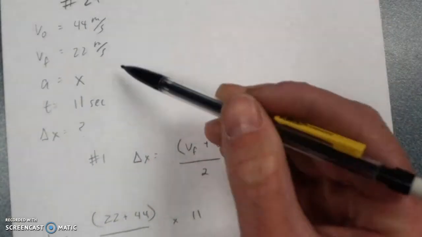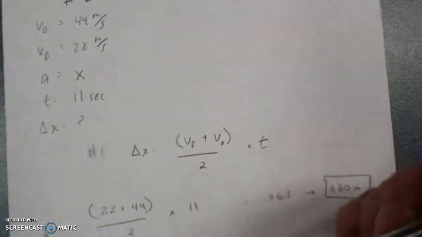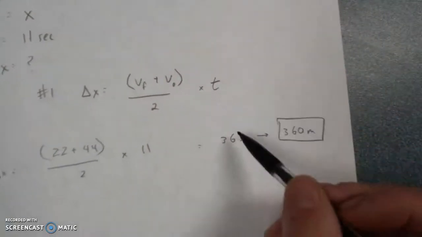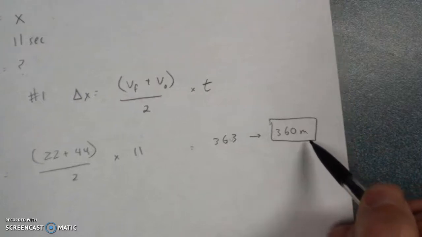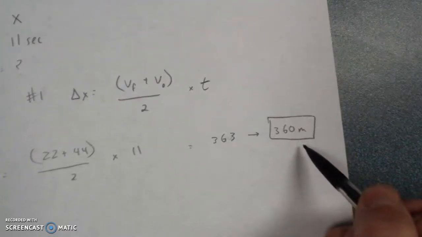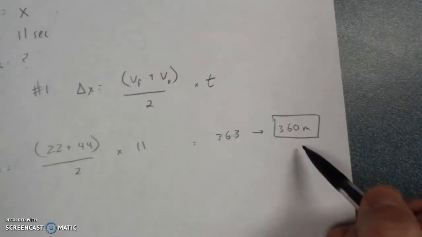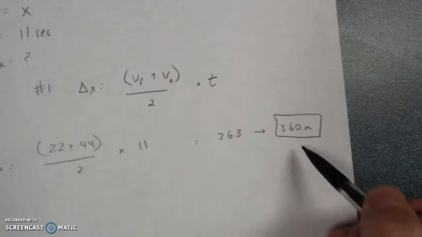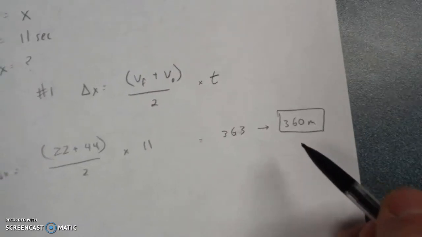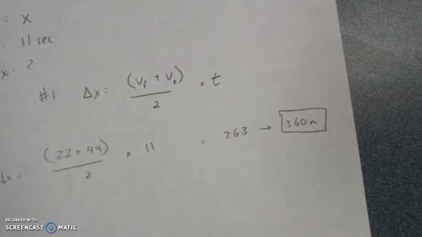All of these values have 2 digits, so I wouldn't want to express 3. I'd have to round to 2. So my correct answer here would be 360 meters, and that's what you should see on Slater if you check this problem. Okay? I'll do one more example this week.